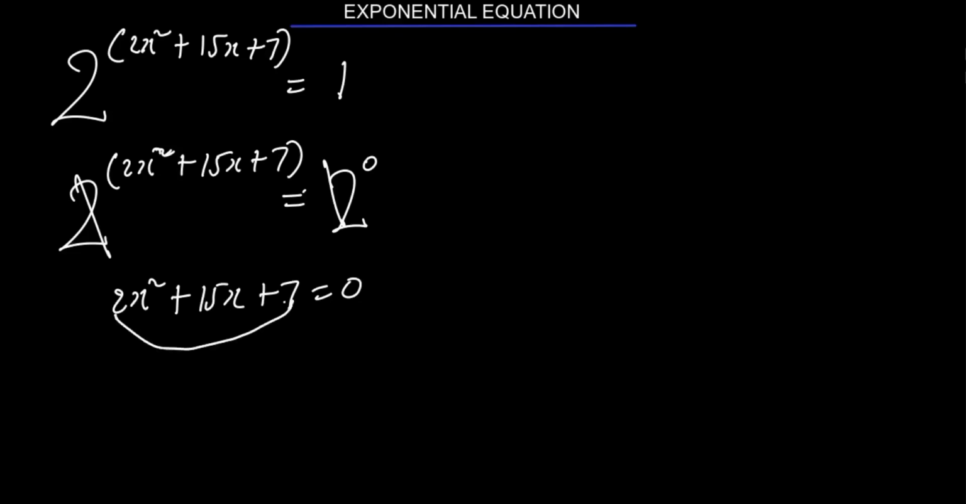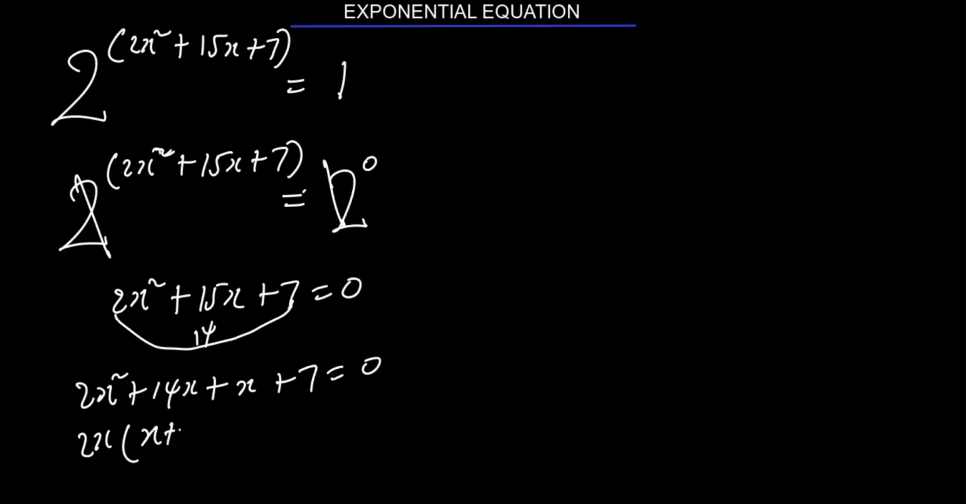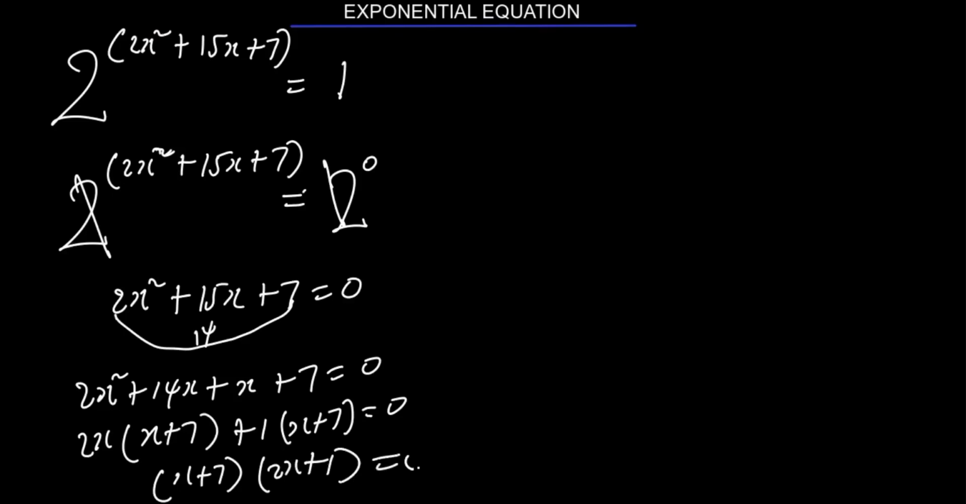So this will give me 14. So two numbers to multiply together to give me 14 are 14 and 1. And if I add 14 and 1, I will have 15. So I have 2x squared plus 14x plus 1x plus 7 equal to 0. Give me 2x. So I have x plus 7, 2x plus 1 equal to 0.